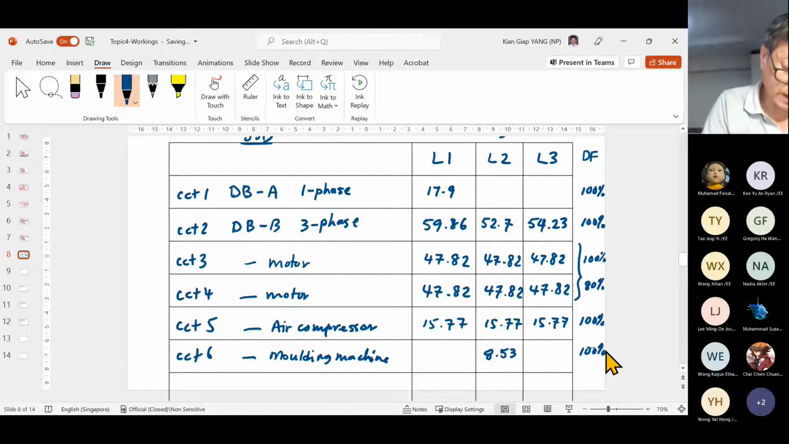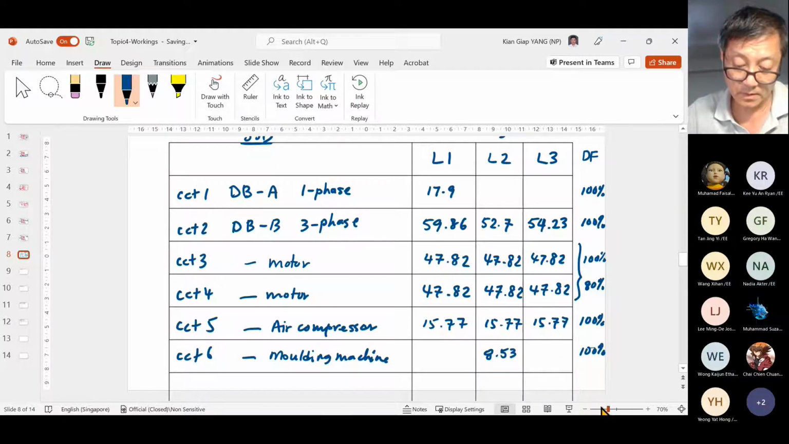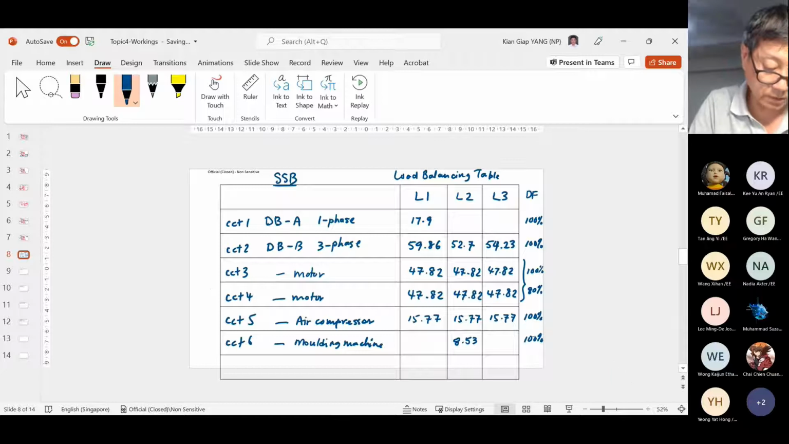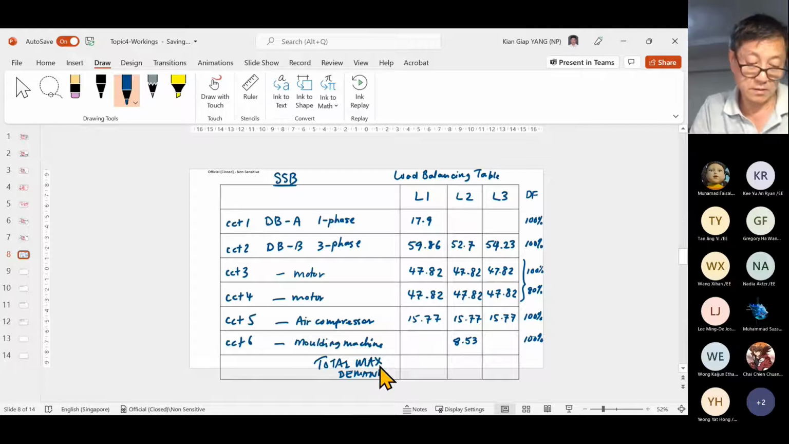So now I can find my total maximum demand. So how do I find my total maximum demand? Okay, total maximum demand. How to find total maximum demand? Each column, I add up, multiply by whatever diversity factor, I get the 3 values here.